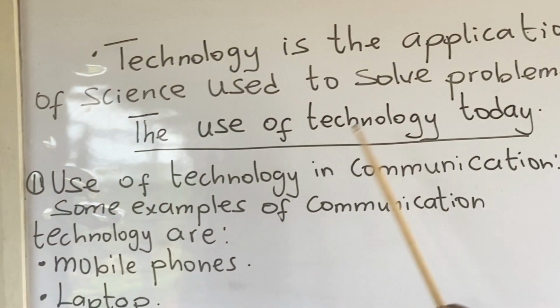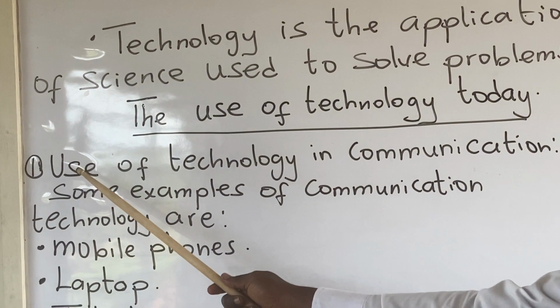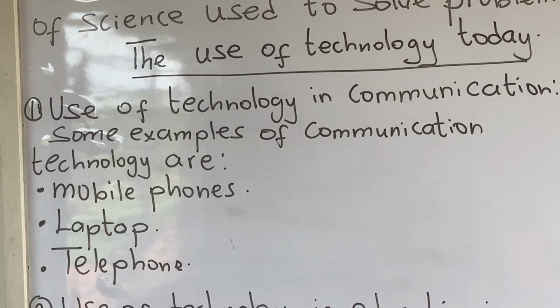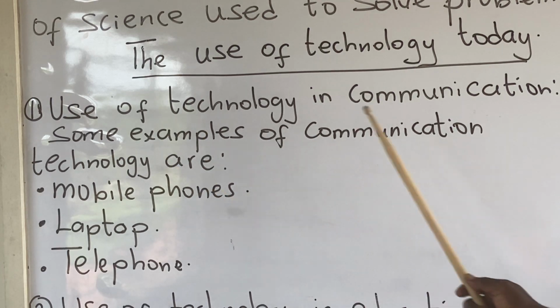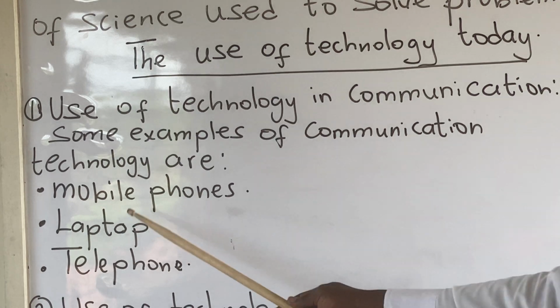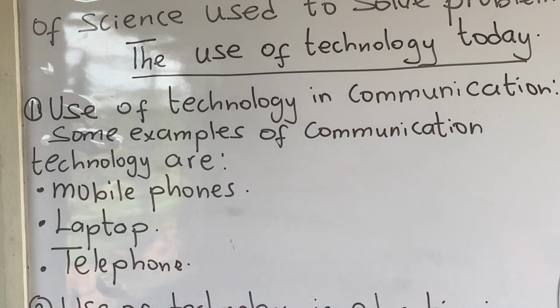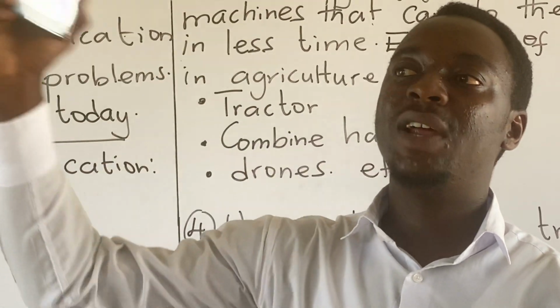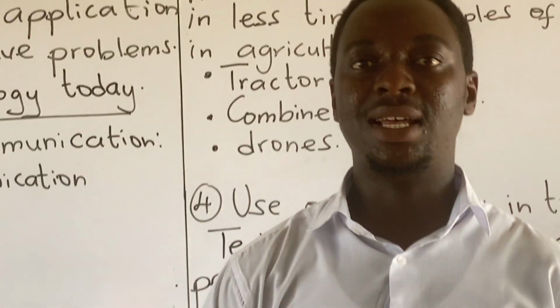The use of technology today. Use of technology in communication. So at the communication sector, technology has helped a lot. Some examples of communication technology are mobile phones. The use of mobile phones helps us to communicate with other people at different places easier and faster.